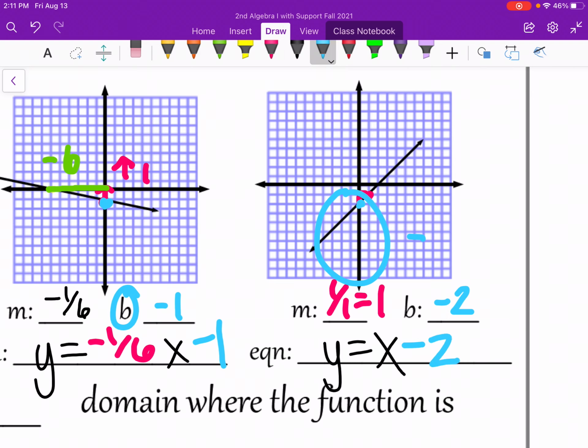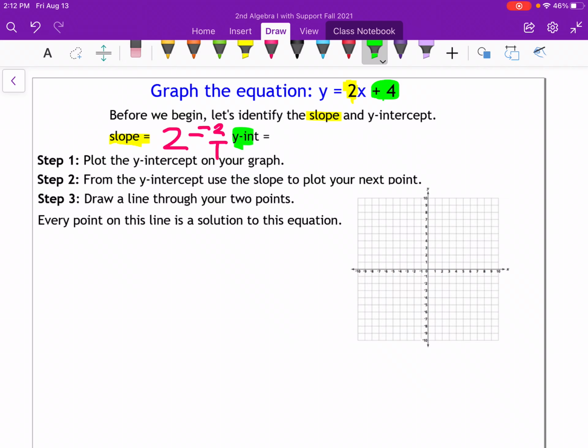And then my y-intercept is this plus b here, this plus 4. So we're going to plot the y-intercept on our graph. That's right here, on the vertical line. And then from the y-intercept, use the slope to plot your next point. So I'm going to do a slope of 2, a rise of 2 and a run of 1. So my next point is at the point 1, 6.